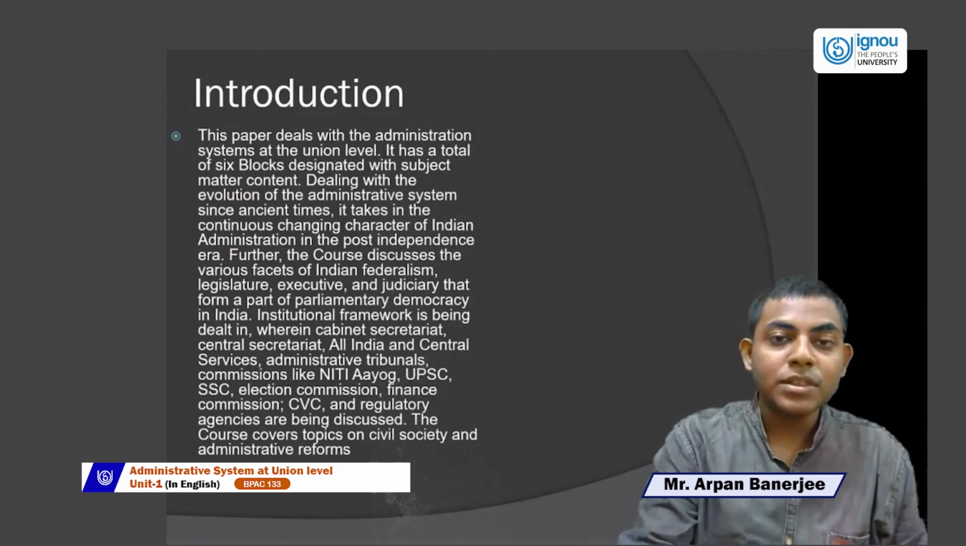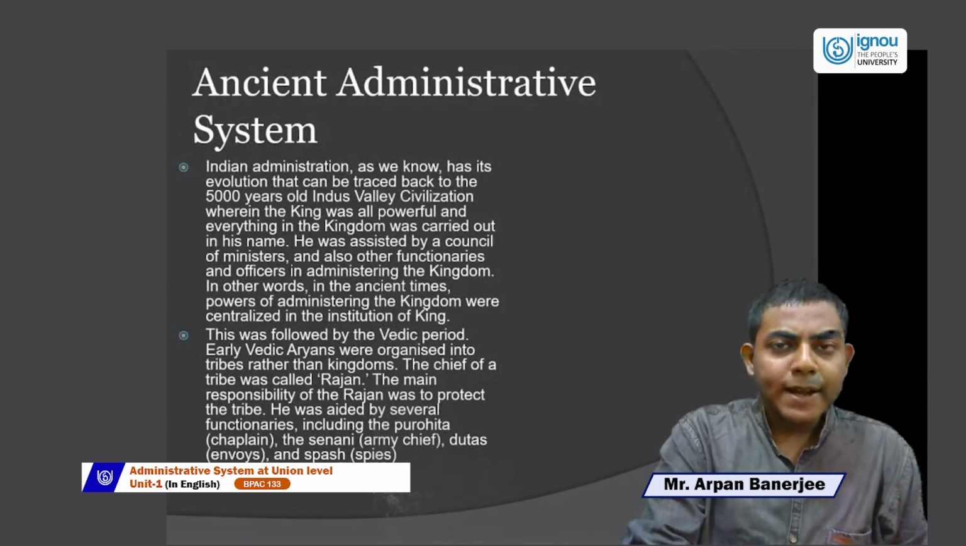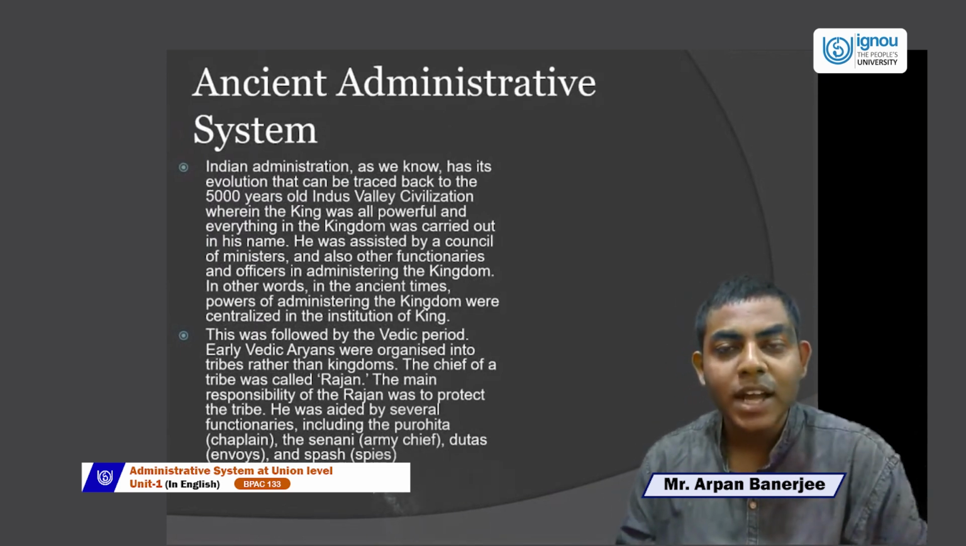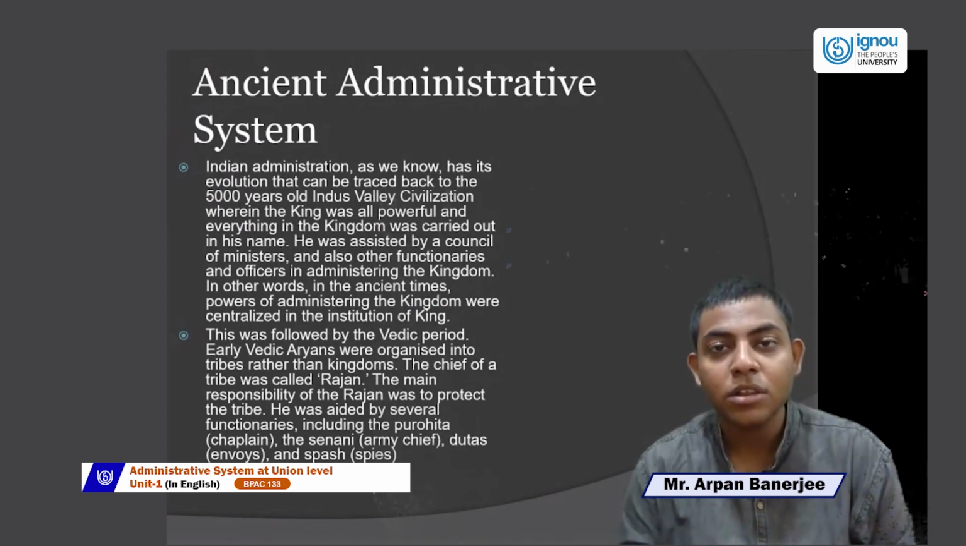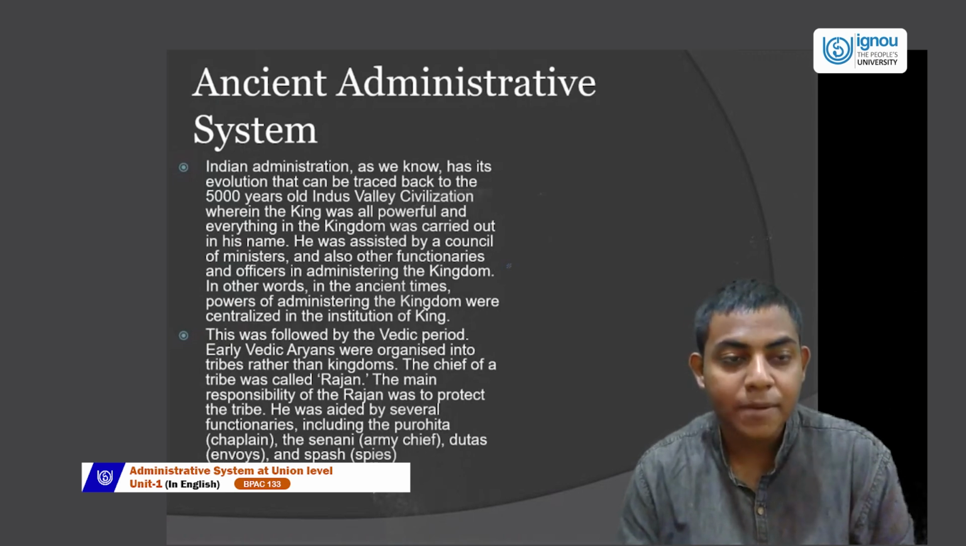So let us begin with the first unit, that is ancient administrative system. In this unit, we're going to study how administration was in India during the ancient era, and we're going to focus mainly on the Mauryan Empire as well as the Gupta Empire. These two empires we're going to focus on, and how administration was there.